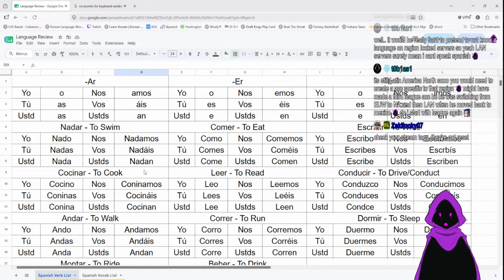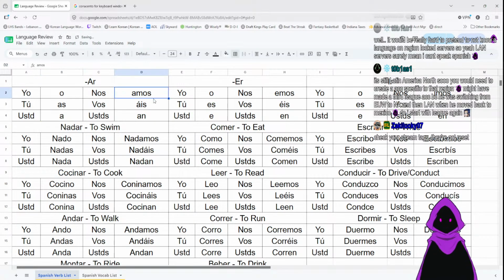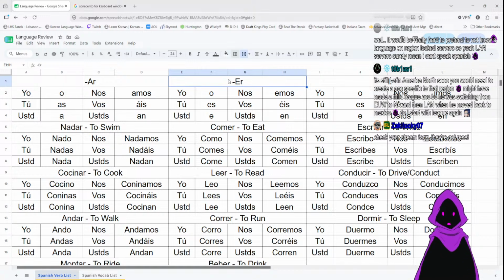On our AR verbs, they go o, as, a for I, you, and he, she. We have amos, áis, and an for we, y'all, and they. Those are all our suffixes here to replace our AR. For ER it becomes o, es, e for I, you, and he, she in the singular, and then the plural becomes emos, éis, and en for we, y'all, and they.